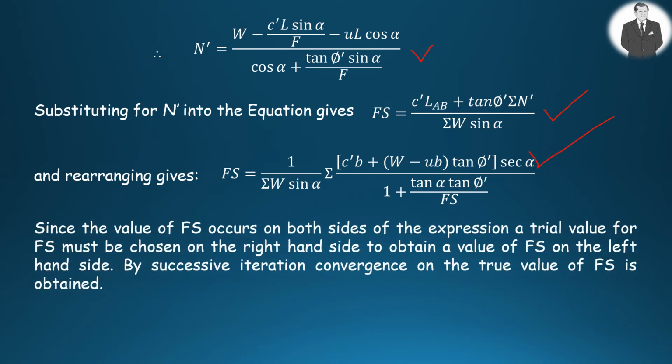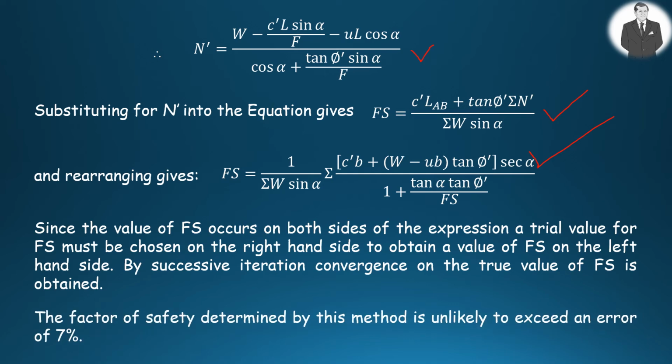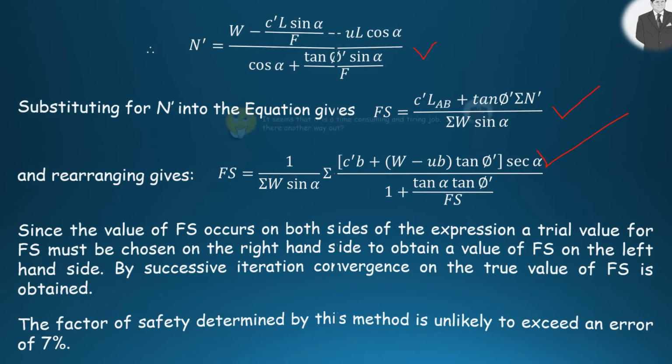Since the value of the factor of safety appears on both sides of the expression, a trial value for the factor of safety must be chosen on the right-hand side to obtain a value of the factor of safety on the left-hand side. By successive iteration, convergence on the true value of F_s, which is the factor of safety, is obtained. The factor of safety determined by this method is unlikely to go beyond an error of 7%.